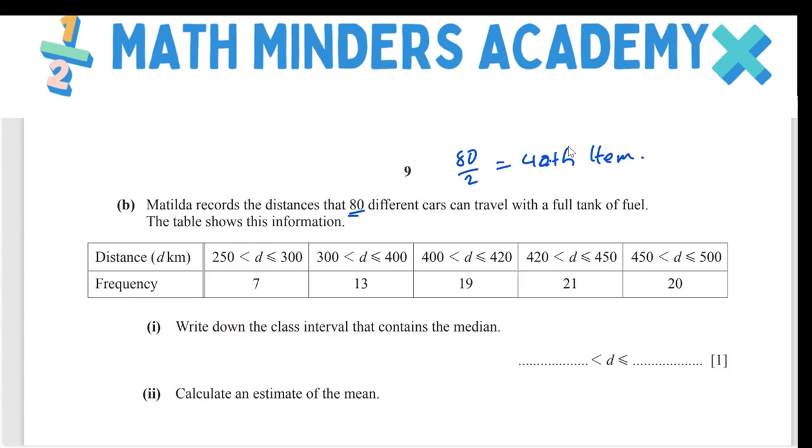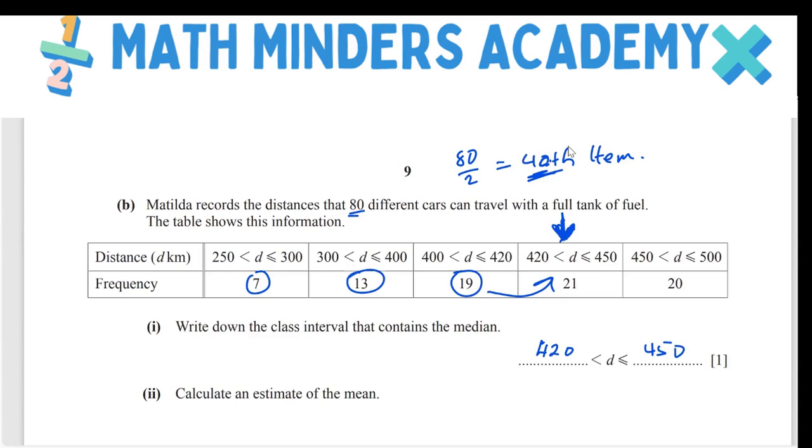So if you count here, this is 7 plus 13, that's 20. 20 plus 19, that is 39. So the median steps into this class. This is 39, and this is the 40th item. So the 40th item is part of this class here. The lower bound of this is 420, and the upper bound is 450. So that's the median class.